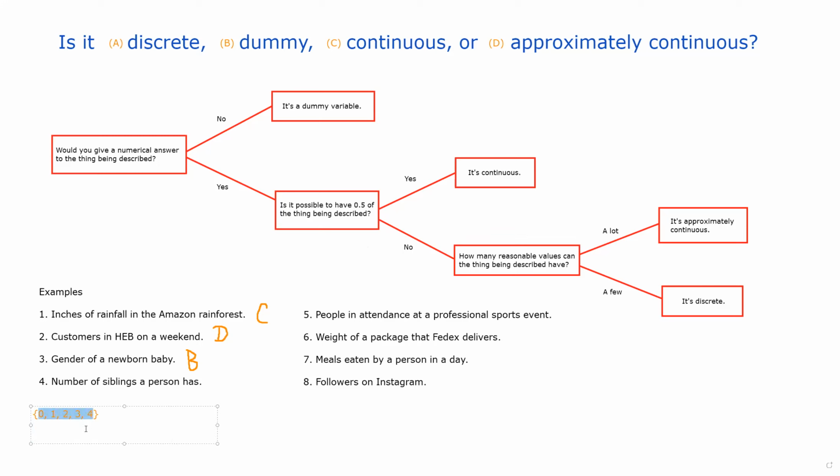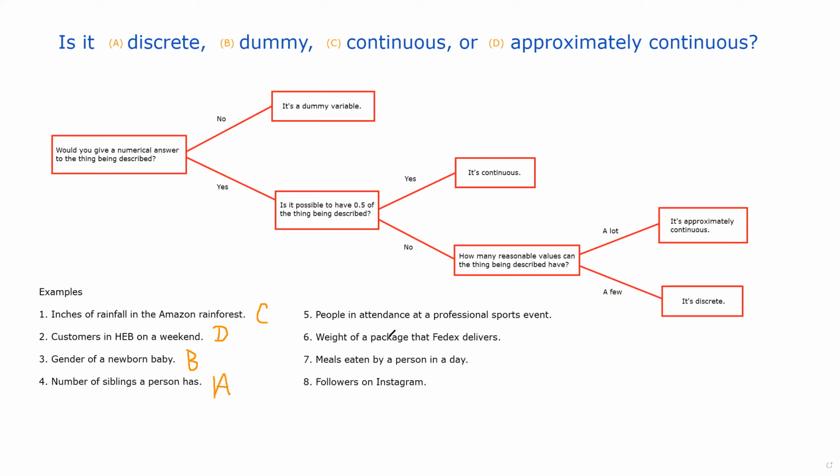If you ask everybody in your class, how many siblings do you have? Most people would say one of these 5 numbers. And because I can count these numbers, this list of numbers on one hand, I'm going to say that it is only a few people, or only a few values that it can take on. And so for that reason, it's discrete.